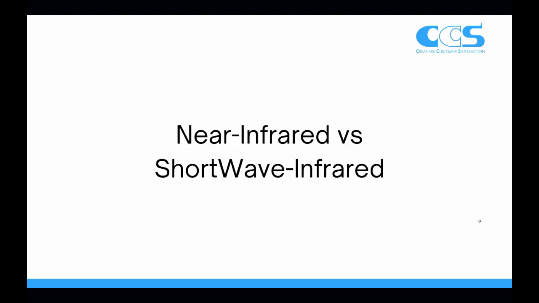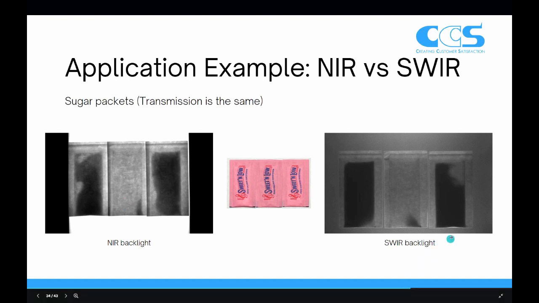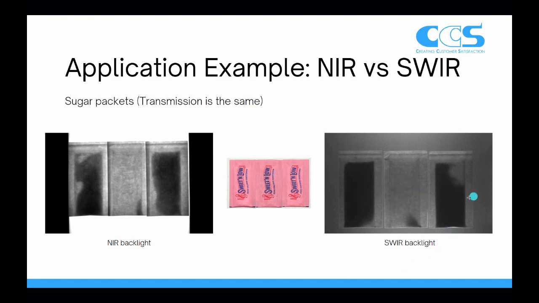So what happens when we compare IR lights to shortwave infrared lights when we have an application where maybe both of them work? An example of this would be this sugar packet right here. So we have the IR light removing the Sweet'N Low print on the packet and showing that there is sugar in the outside packets, but there's no sugar in the middle packet. The SWIR, we're getting the same result. It's removing that print and showing the presence-absence of the sugar on the outside. So in this scenario, both applications work.